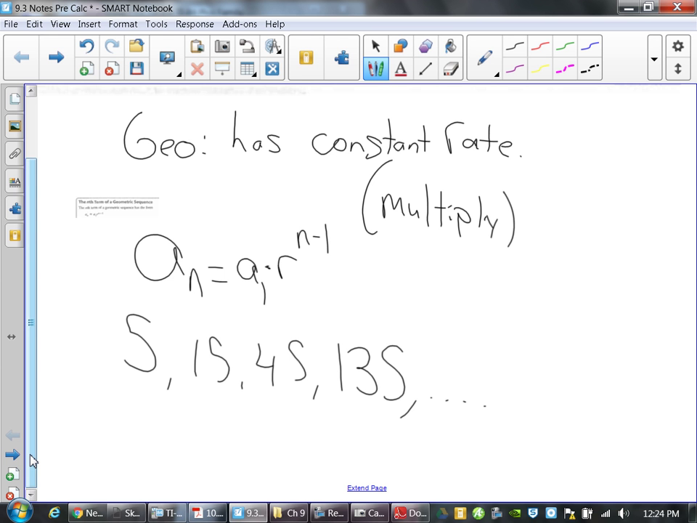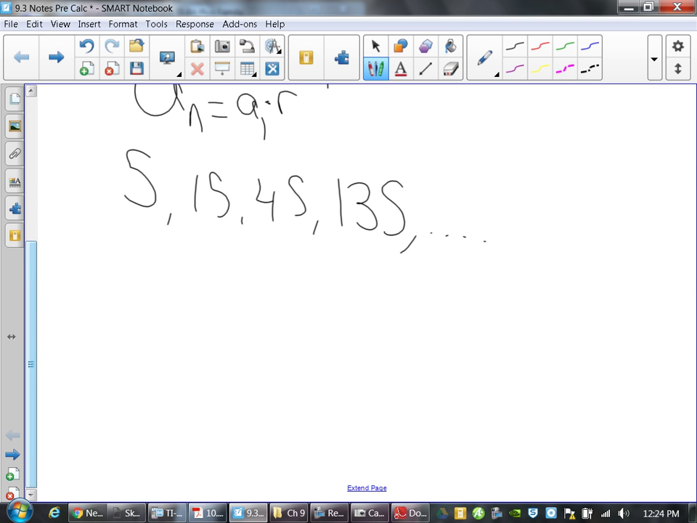We'll be able to look at a sequence. In this case, I'll say it's 5, 15, 45, 135, and be able to write out the rule. The way that we distinguish whether something is arithmetic or geometric: with arithmetic, we just subtract consecutive terms to get the common difference. Here you're going to divide. Your rate is going to be 15 over 5, 45 over 15, and 135 over 45. All of these should be the same if it's going to be geometric. If they're not the same, it's not geometric.